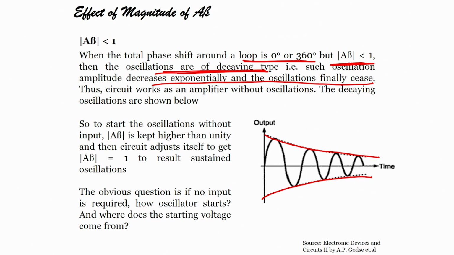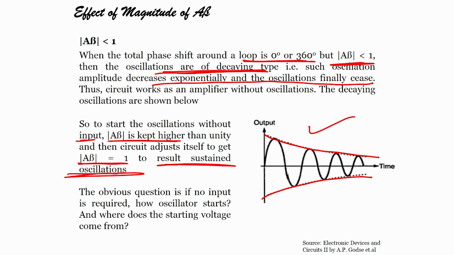So, the circuit works as an amplifier without oscillations, and decaying oscillations are shown here in the figure. To start the oscillation without input, A beta is kept a little bit higher than unity, and then the circuit adjusts to equal 1 to result in sustained oscillation. Alright guys, you now know why we require A beta equal to 1.